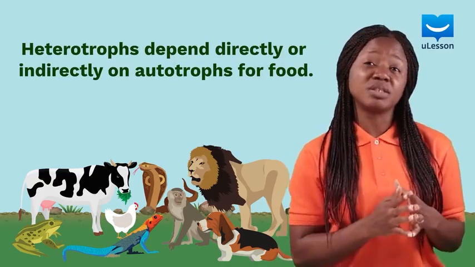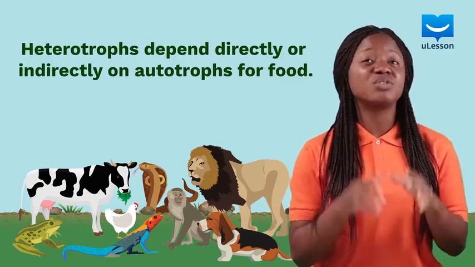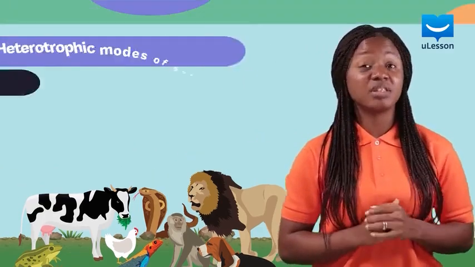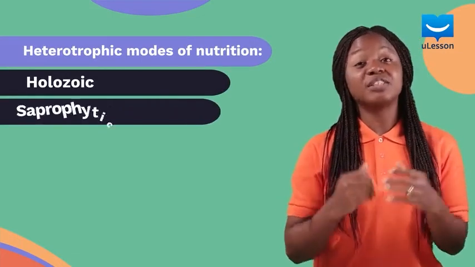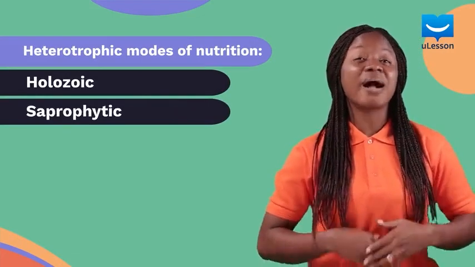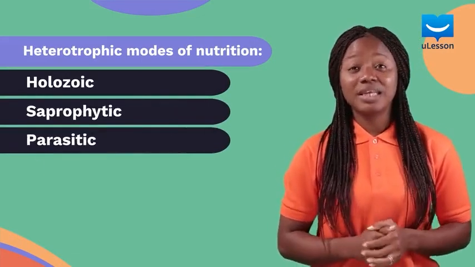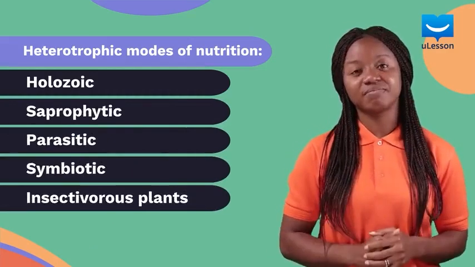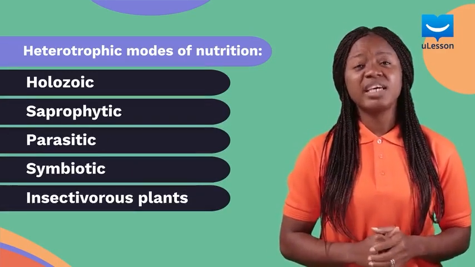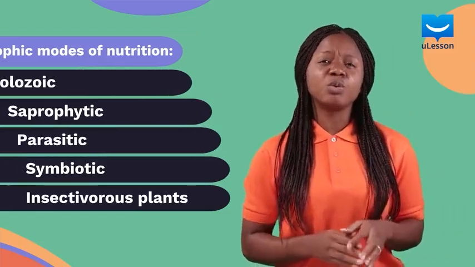Heterotrophic mode of nutrition is further divided into different forms of nutrition. These include holozoic nutrition, saprophytic nutrition, parasitic nutrition, symbiotic nutrition, and insectivorous plants. In the subsequent lessons, we will be taking our time to discuss each of these forms of heterotrophic mode of nutrition. But before then, let's try to summarize what we have learned in this lesson.